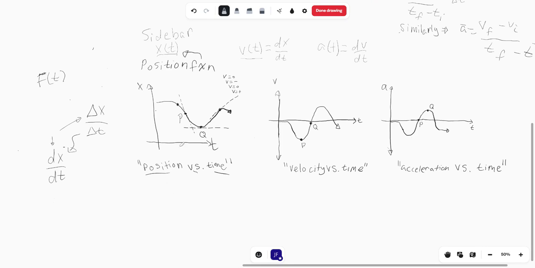When you have just an x, you have a measure of meters. When you have a measure of velocity, you have a measure of meters per second. And when you have a measure of acceleration, the unit is meters per second squared.